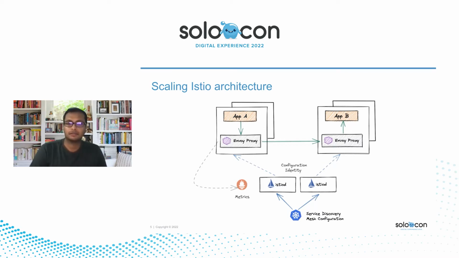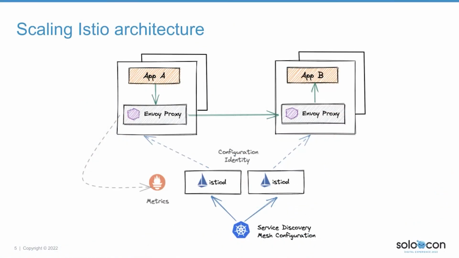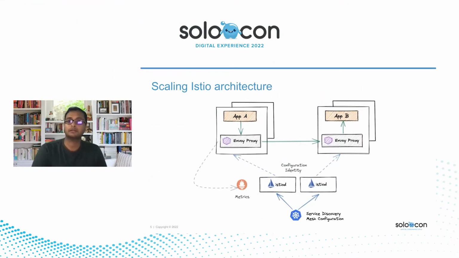The second scaling aspect is how do you scale the control plane? So Istio allows you to run multiple instances of Istio-D. The primary benefit is when you have multiple instances, the proxies that connect to the Istio control plane for getting the configuration get load balanced to those instances. So for example, here, the app A sidecar's proxy can go to the Istio-D on the left, and then the app B might go to the Istio-D on the right.